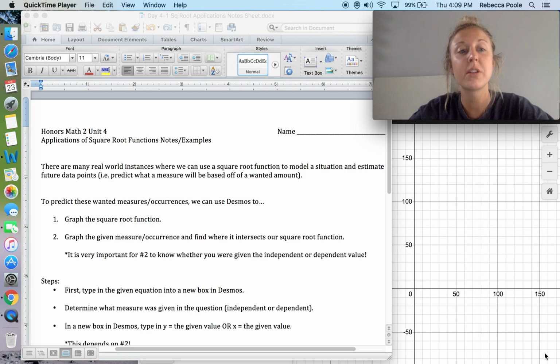Hey guys, so these are the notes for applications of square root functions.